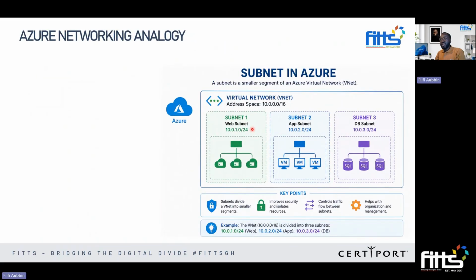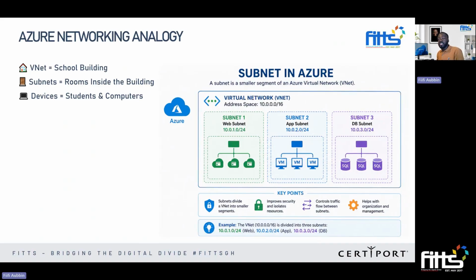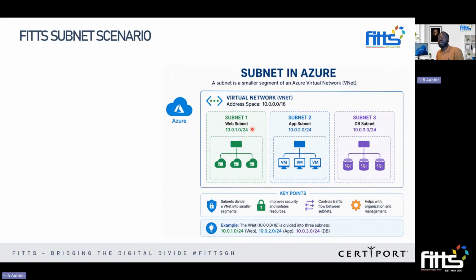Then we have a networking analogy where we've got a school building which represents our virtual network. You can even use where you live, your home, your house, as a VNet. Then the subnets will be the rooms inside the building. So you've got your kitchen, your hall, your bedroom, or your master room, and all these rooms for your kids. These are individual rooms within the building, which is our VNet. Okay, so the devices will be the students and the computers. So that's essentially what we mean by subnetting.